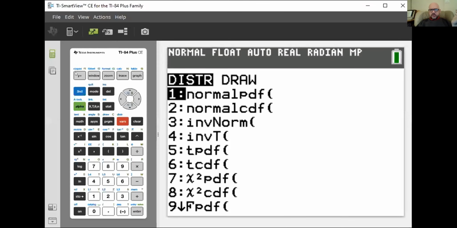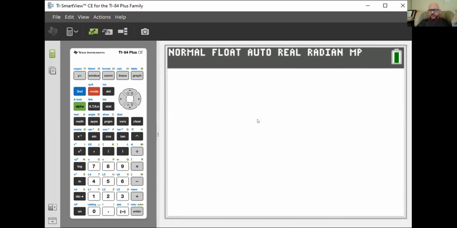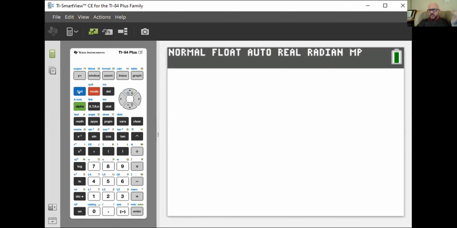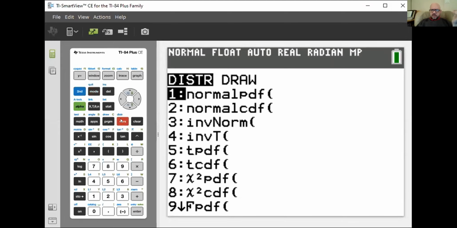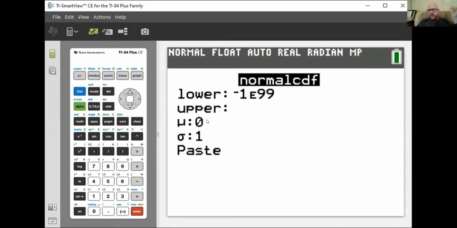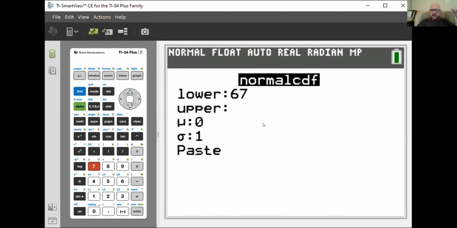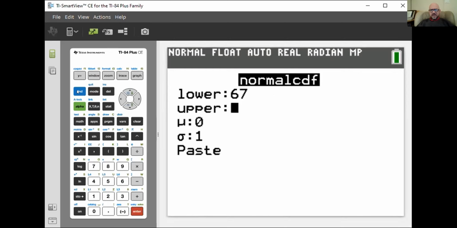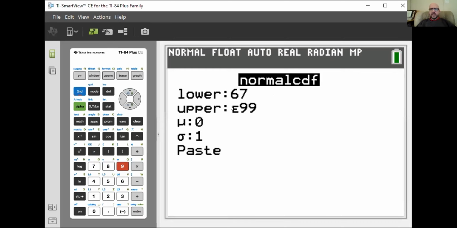So I'm going to go to, let's see where this was. Just to remind you where to find this, it's distributions, second vars, NormalCDF. Lower bound was 67 inches. The upper bound was infinity. So you can put in a lot of stuff here. I think in the notes I said that you could do this E99. Totally fine. This E is scientific notation. So this E99 is 10 to the 99th power. Certainly that qualifies as close enough to infinity that you will never be able to tell the difference in your calculator.